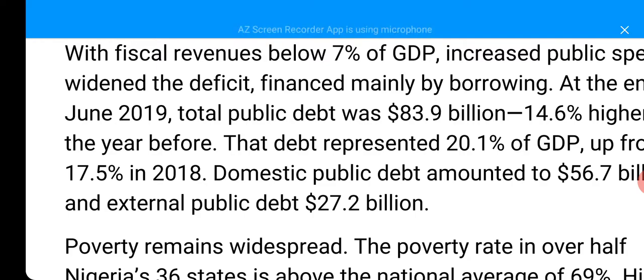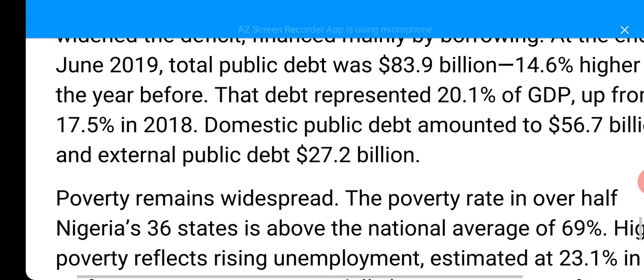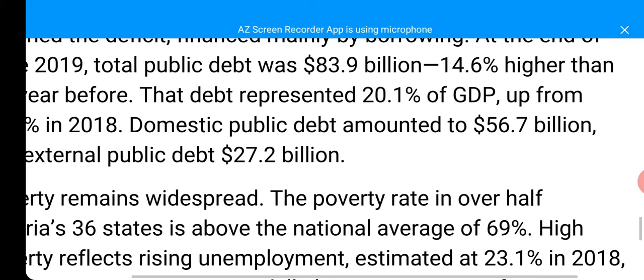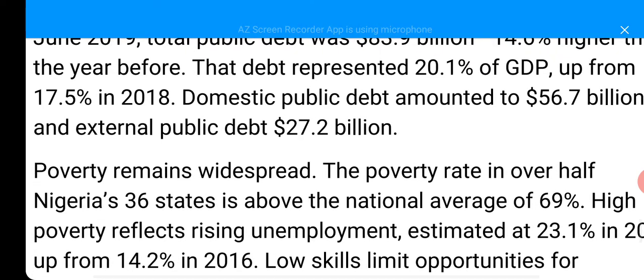Our public debt is increasing. It has increased by over 14% from what it was in 2018. And that debt represents over 20% of our GDP. Initially, it used to be 17.5% of our GDP in 2018, but it has increased and is now about 20% of our GDP. Domestic public debt amounted to $56.7 billion, while external public debt amounts to $27.2 billion as at 2018.